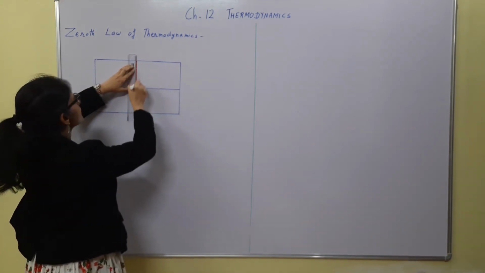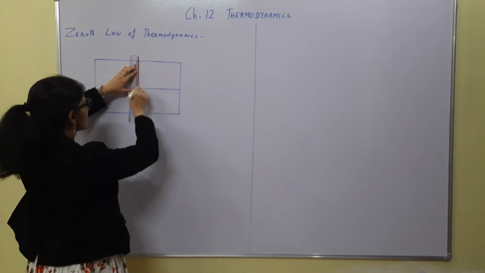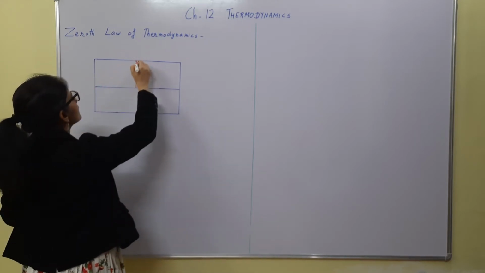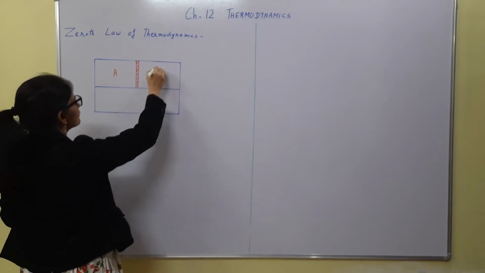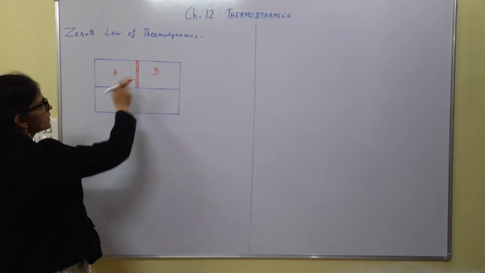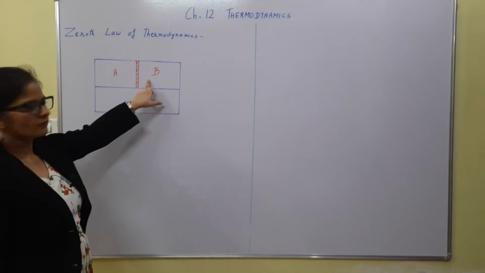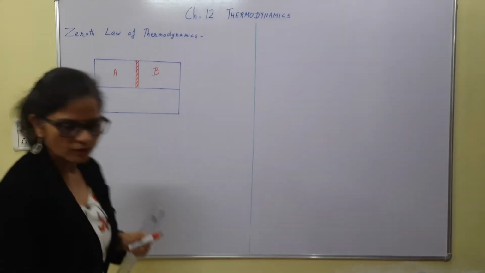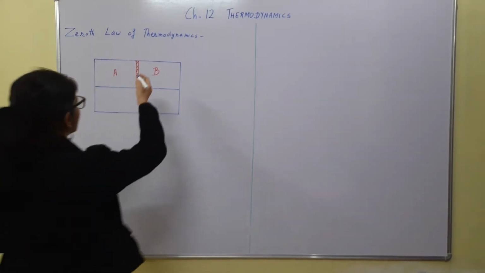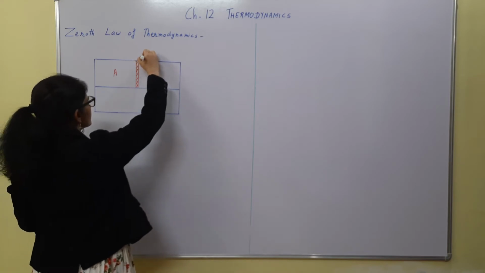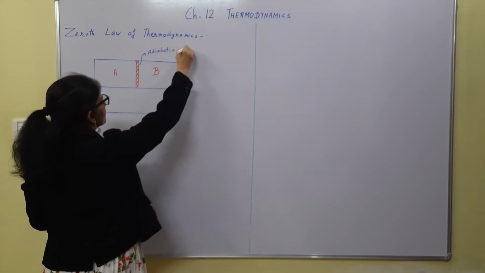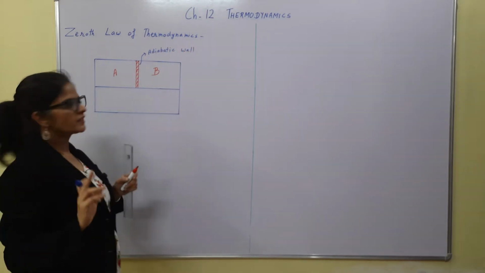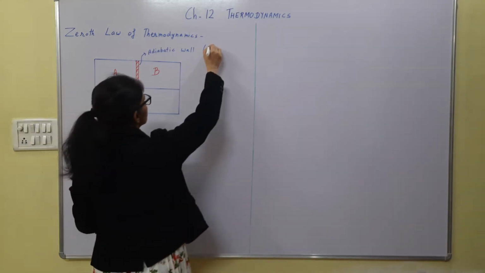This A and B system, which I am marking here, this is A and B. These are separated by an adiabatic wall. Adiabatic wall means no heat exchange is possible.